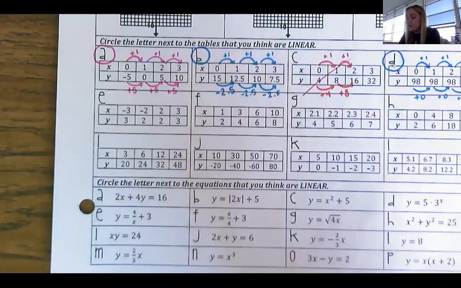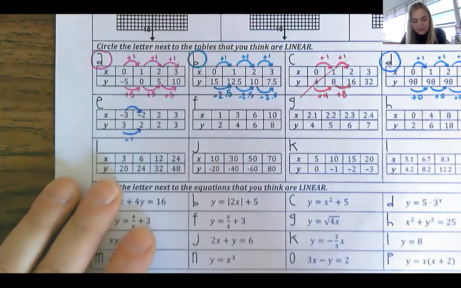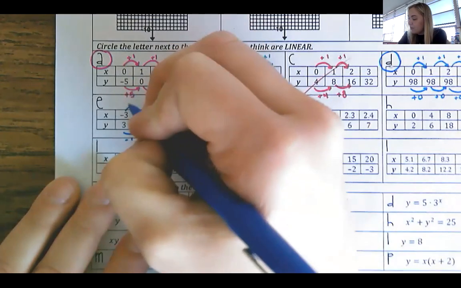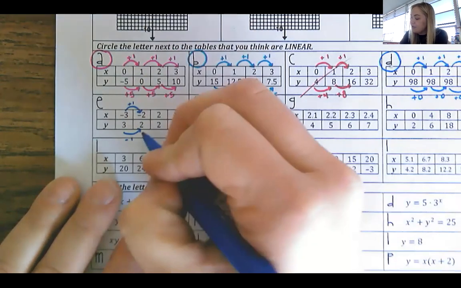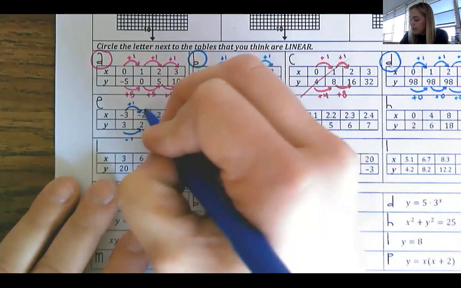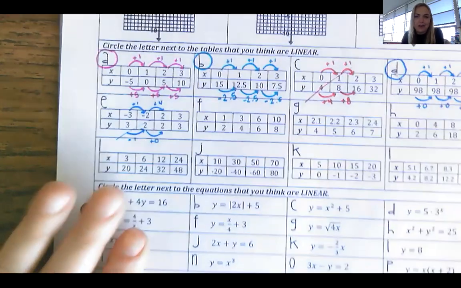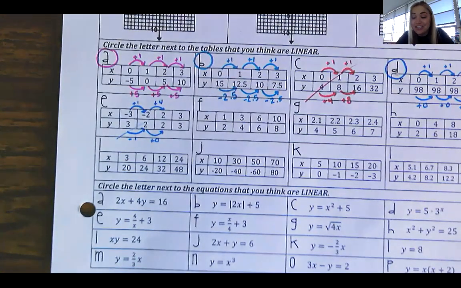On E, you go from 3 to 2, which is subtracting 1, and then from negative 3 to negative 2, which is adding 1. Then from 2 to 2, which is adding 0, not looking good. And then from negative 2 to 2, which is adding 4. Definitely not looking linear because our rate of change changed. I like saying that phrase, my rate of change changed.